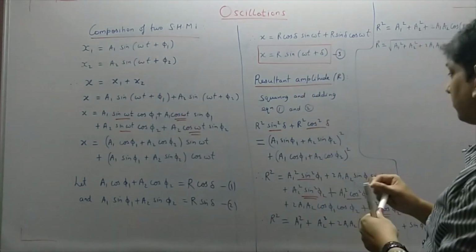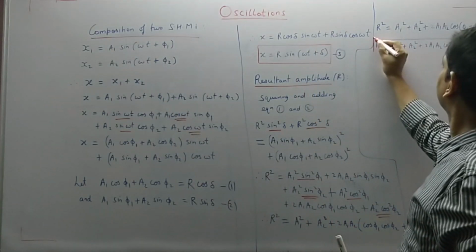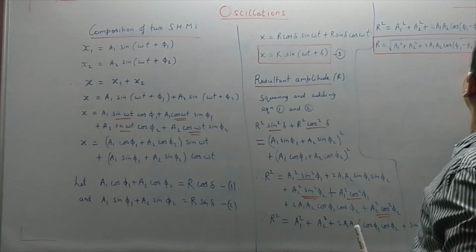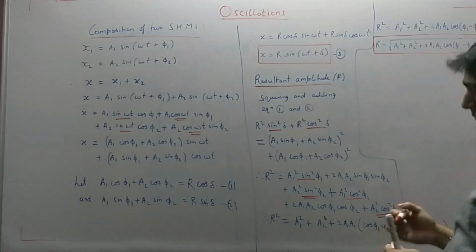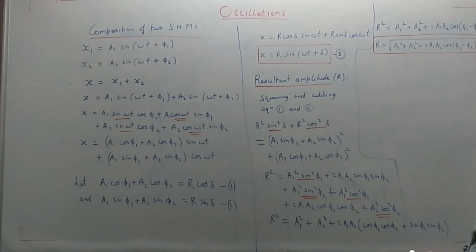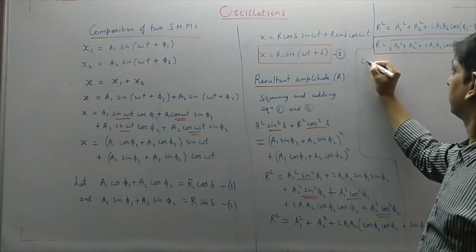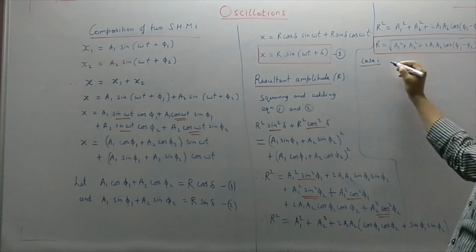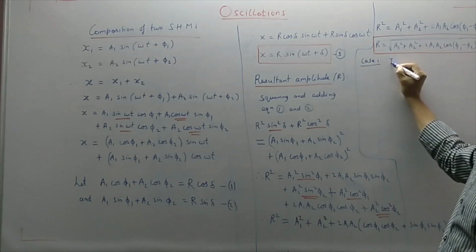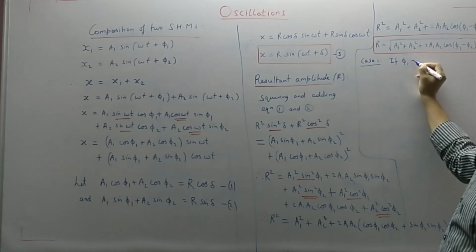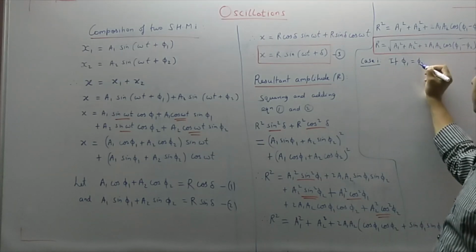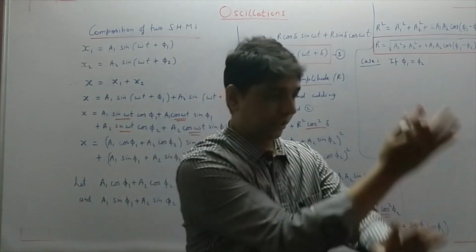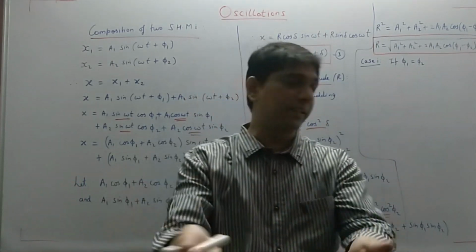So R is the square root of A1 squared plus A2 squared plus 2 A1 A2 cos of phi 1 minus phi 2. Cases: in very short, I am just telling you the cases. What are the cases? If phi 1 equals phi 2, if both the particles are in the same phase, what is the resultant amplitude you will get?